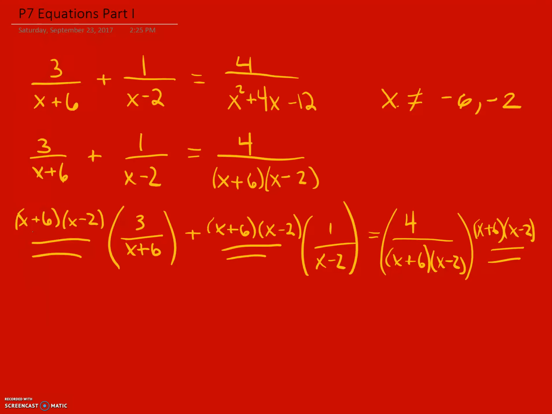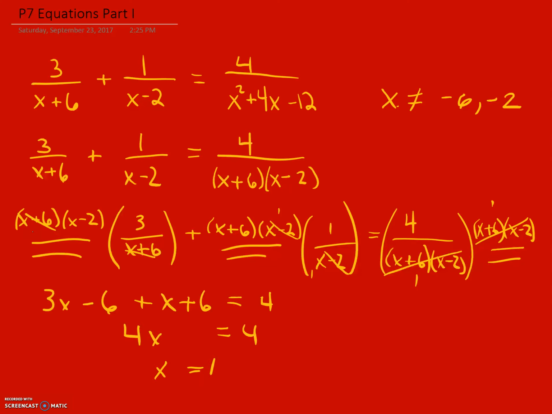So in this case, x plus 6 is going to cancel itself out, and we're going to be left with 3x minus 6. x minus 2 divided by x minus 2 is 1 over 1. And then we're just left with plus x plus 6 equals both of these divided, give me 1. And we're left with 4. So it looks much nicer here. And we're just left with 4x equals 4. And we can see that x equals 1. x equals 1 in this equation.